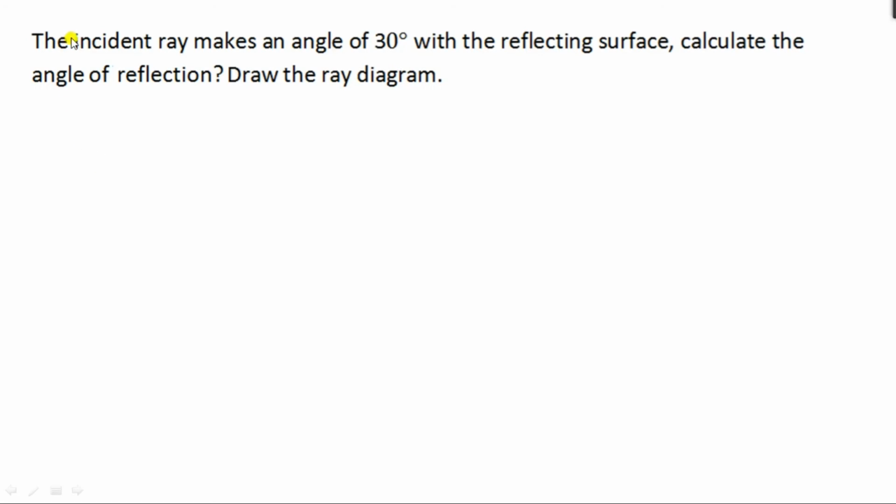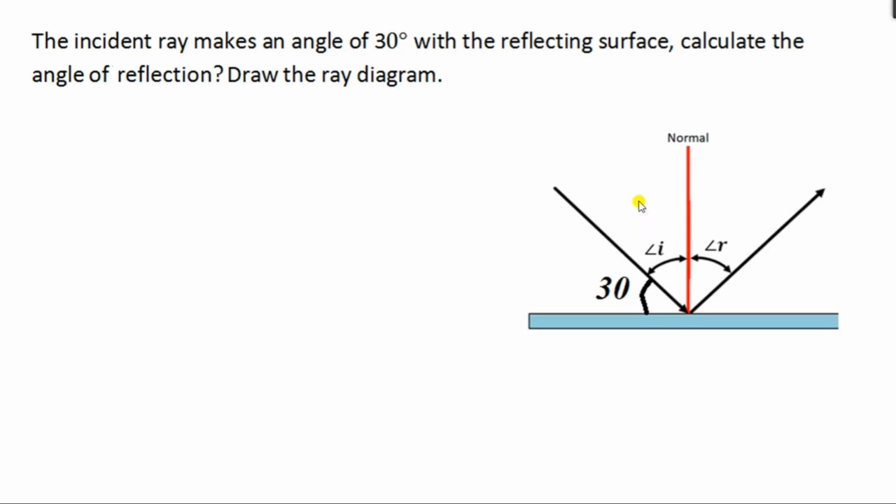Next question, the incident ray makes an angle of 30 degree with the reflecting surface. So this time angle of incidence is not given. The angle made by the incident ray with the reflecting surface is 30 degree. Now we have to calculate the angle of reflection, and we have to draw the diagram. So let's draw the diagram first. So out here the angle made by the incident ray with the reflecting surface is 30 degree.